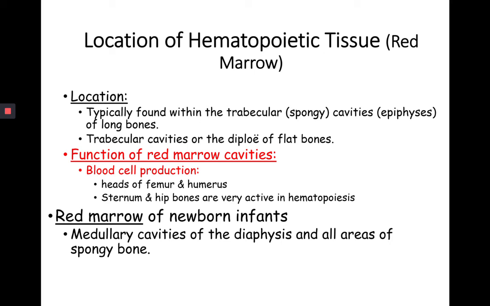In adults, you would find red bone marrow in the heads of the femur and the humerus, in the sternum and the hip bone, so some flat bones, but also the heads of long bones. But in newborn infants, pretty much the medullary cavities of almost all of their long bones are going to contain red marrow, and that will lessen as they get older.